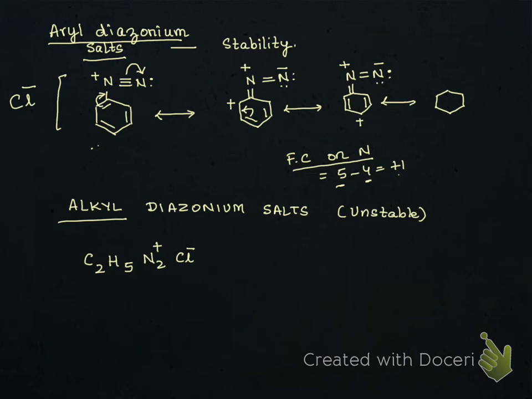What about the third structure? Again, what will happen is it will try to withdraw electrons. With the result, this carbon now becomes electron deficient. So you see, in the case of aryl compounds, there is a resonance stabilization which is possible.